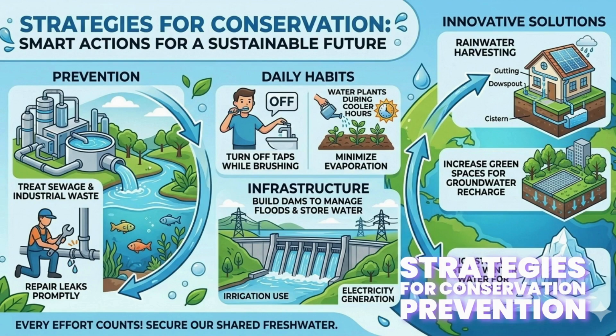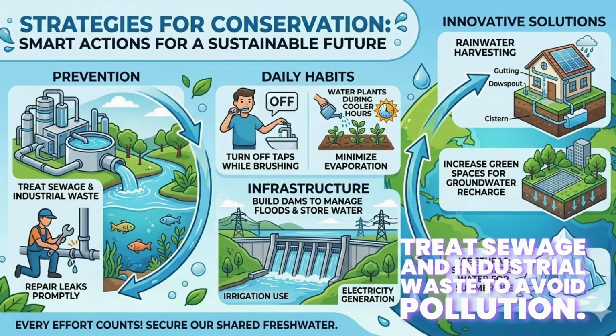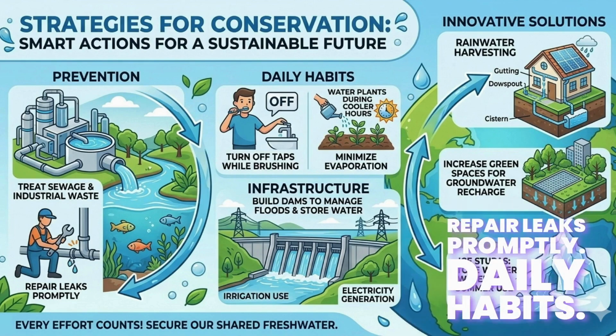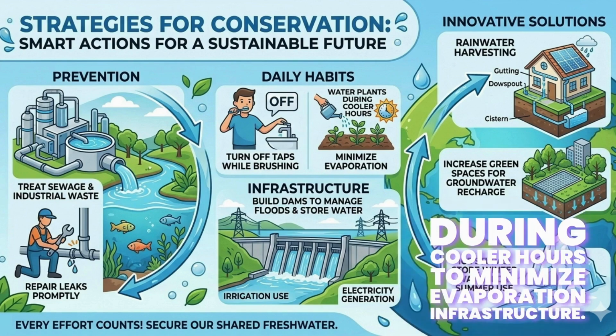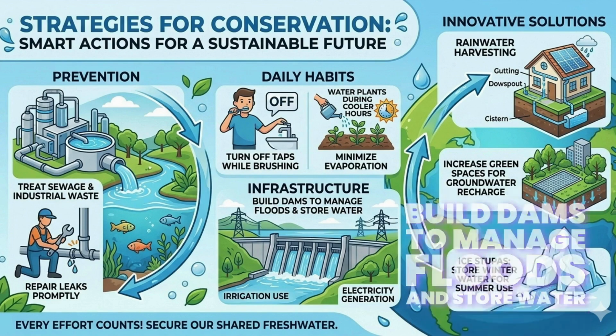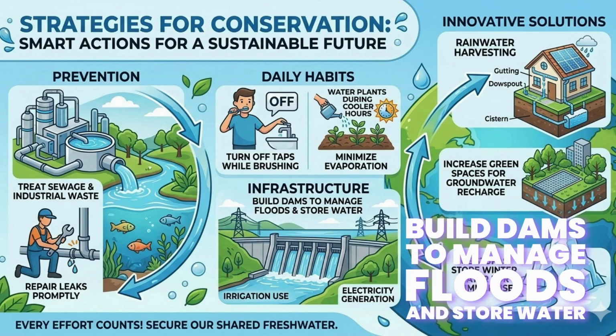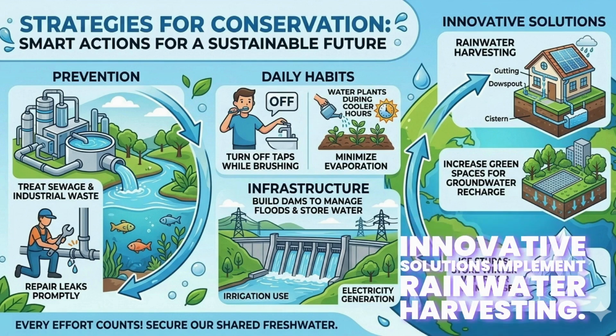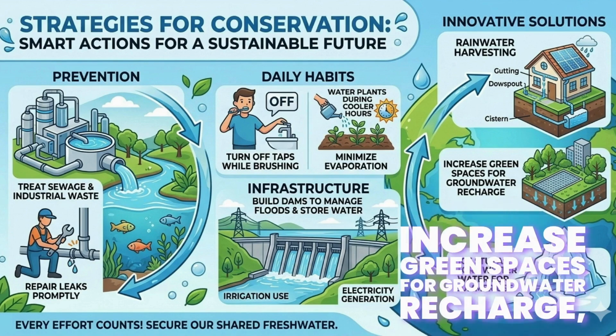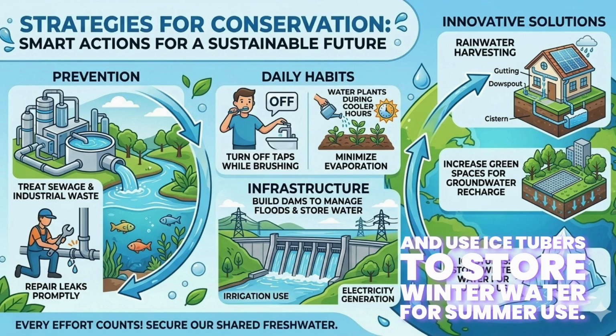Strategies for conservation. Prevention. Treat sewage and industrial waste to avoid pollution. Repair leaks promptly. Daily habits. Turn off taps while brushing and water plants during cooler hours to minimize evaporation. Infrastructure. Build dams to manage floods and store water for irrigation or electricity. Innovative solutions. Implement rainwater harvesting, increase green spaces for groundwater recharge, and use ice stoppers to store winter water for summer use.